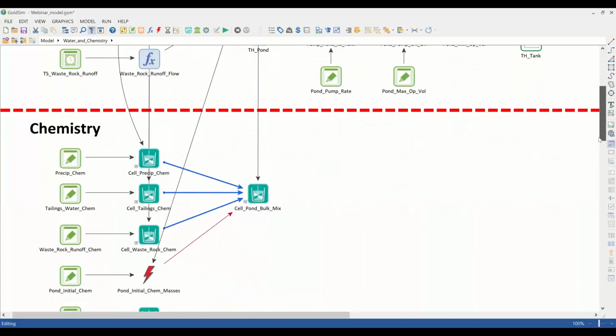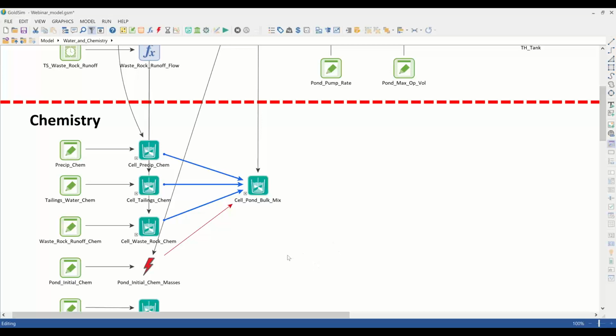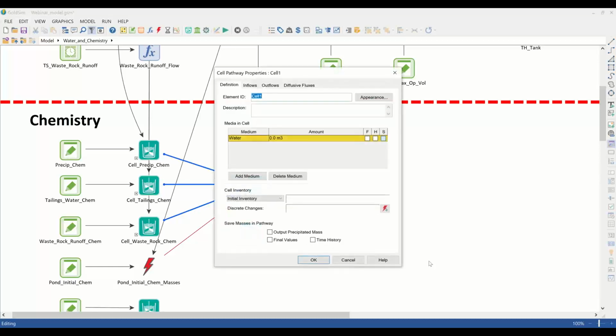So in our cell pathway down here, we actually have to represent that. If I ran the model now, you would see the concentrations in this cell pathway just increasing continuously because there's chemistry going in, but there's nothing going out. So we don't actually care that much about this bulk chemical composition. So I'm actually going to add another cell pathway, and I'm going to call it a sink. And that's just a name you can use. I don't think it's required, but I'll call it the sink underscore pond.